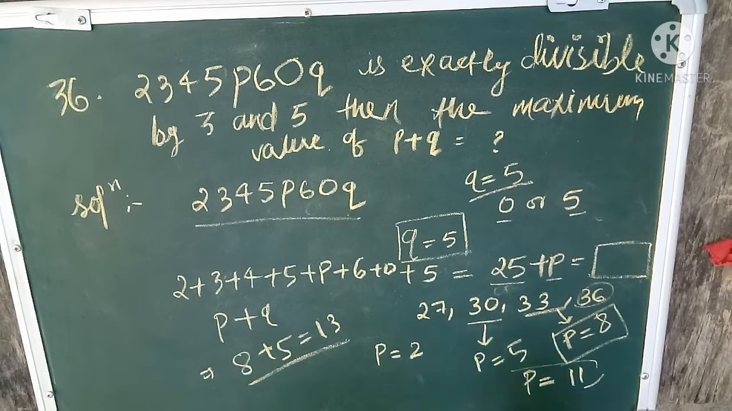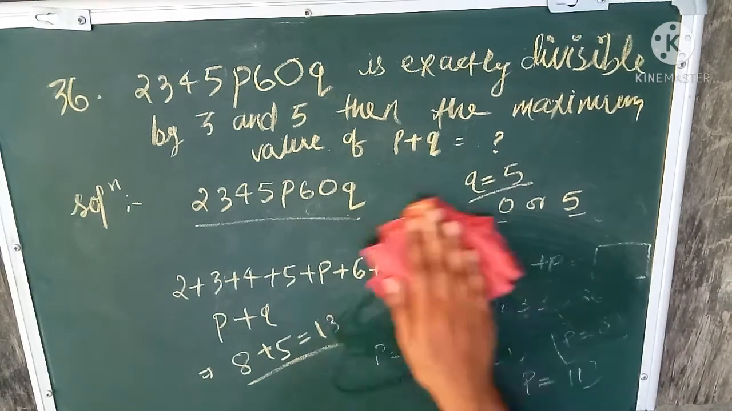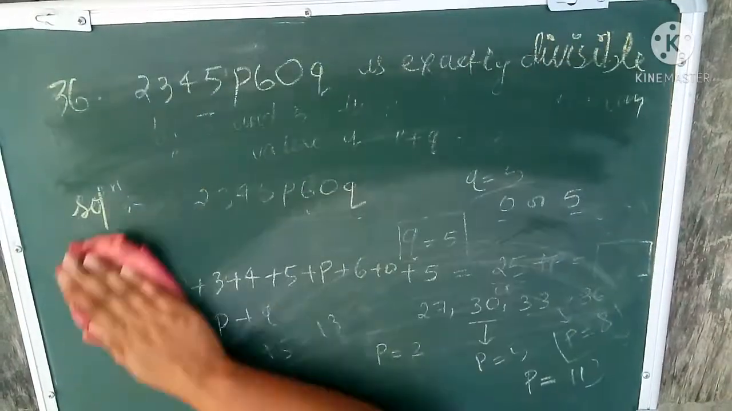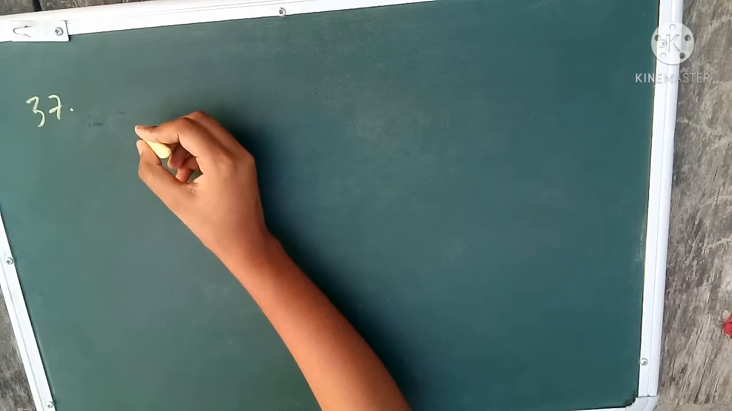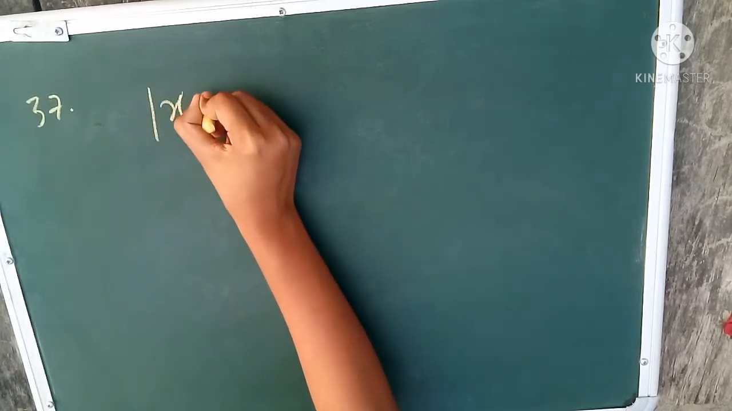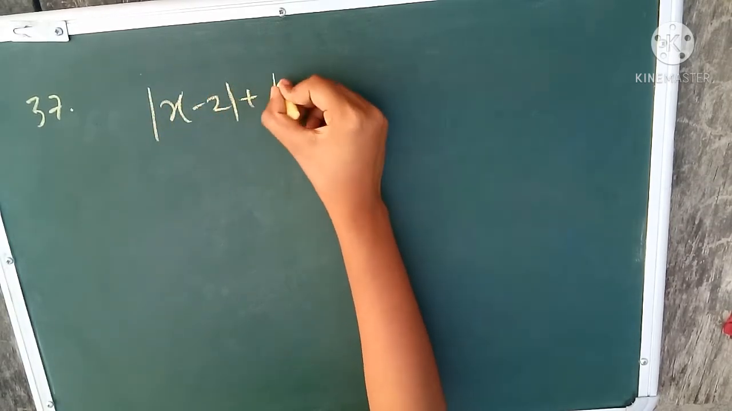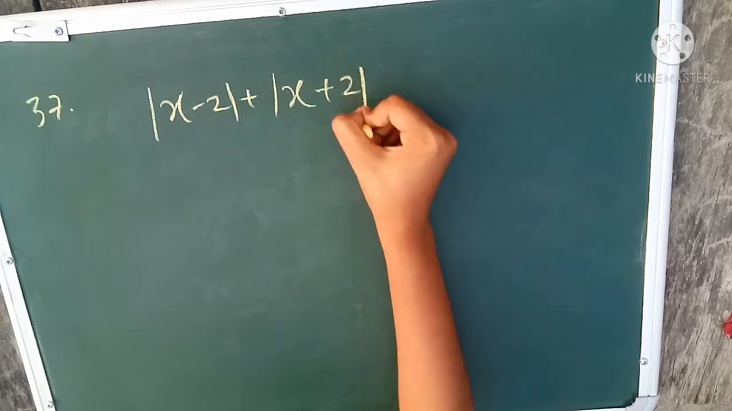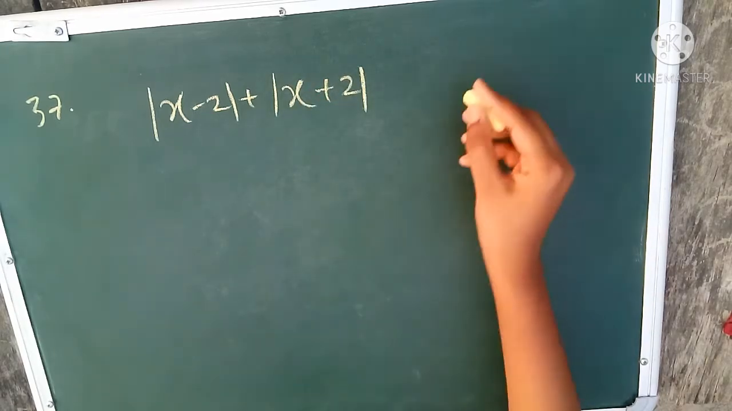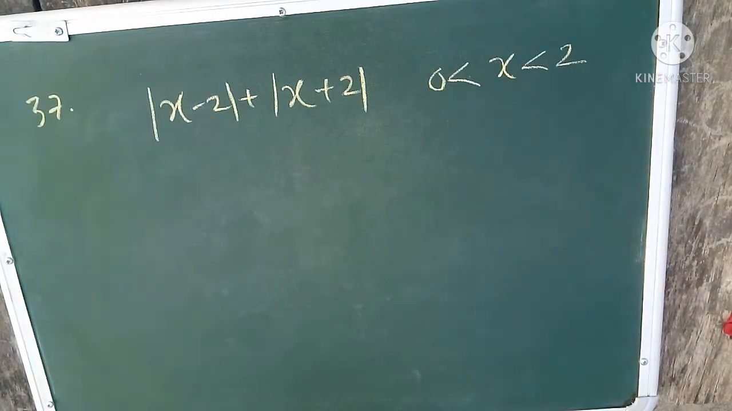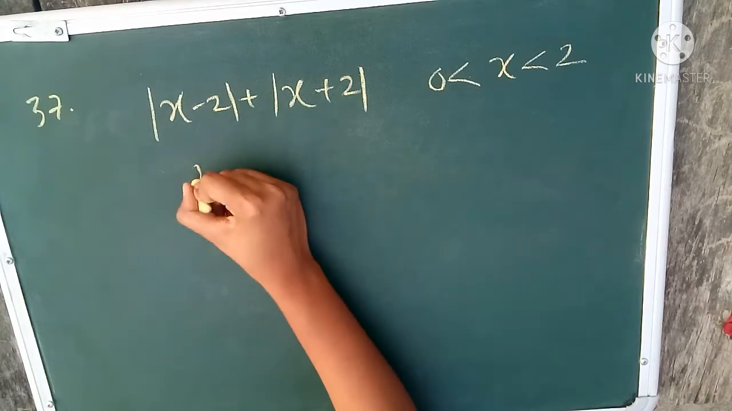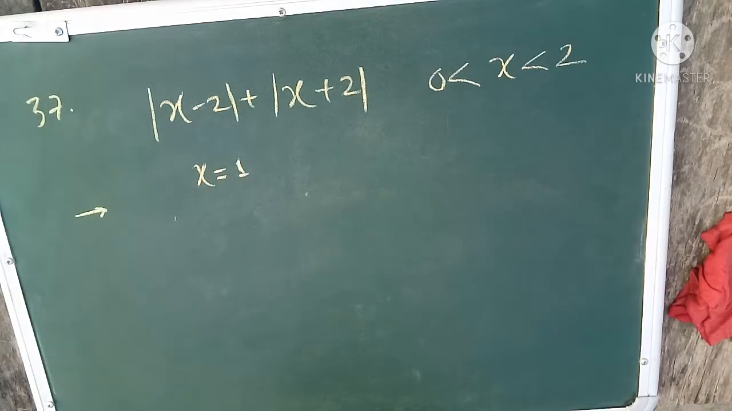In this we have to find out the absolute value of the given terms. 37. The terms are modulus of x minus 2 plus modulus of x plus 2. And the value of x is given here. X is greater than 0 and is less than 2. So here we can say that if x is greater than 0 and less than 2, then it must be equal to 1 here. So let us put the value of x equal 1 and solve these terms.